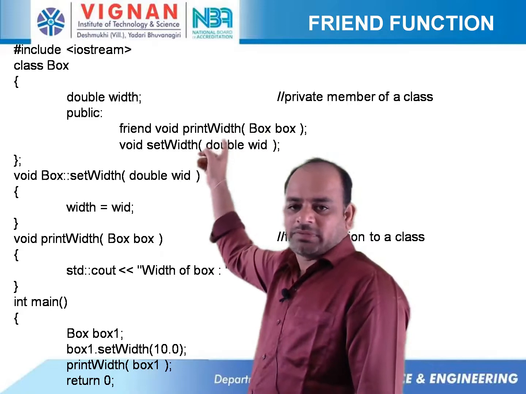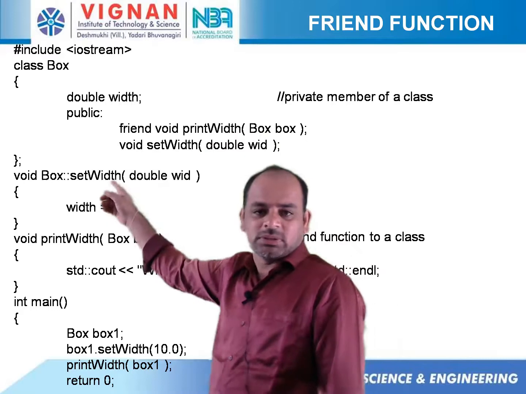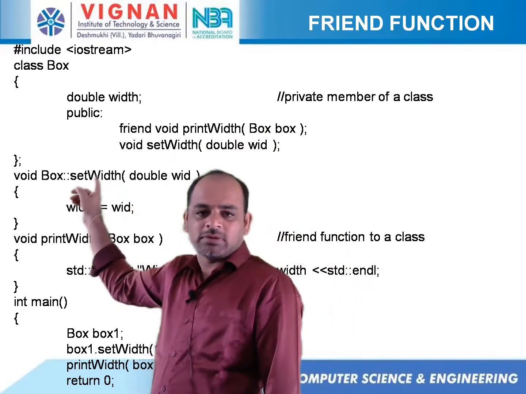Now we have to define these member functions. How do you define this member function? It is a non-friend function anyway.